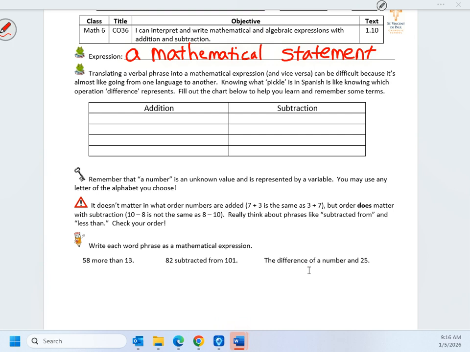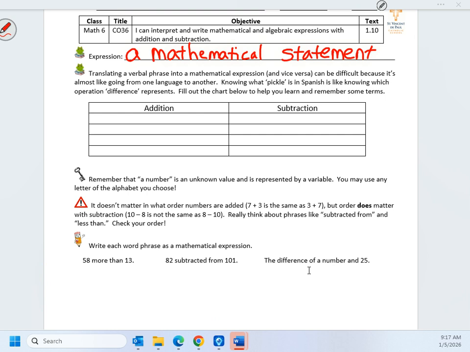Translating a verbal phrase into a mathematical expression and vice versa can be difficult because it's almost like going from one language to another. Knowing what pickle means in Spanish is like knowing which operation difference represents. So we're going to fill out the chart for addition and subtraction to help us learn and remember some terms. So we're going to be thinking about different words that mean we're going to be adding.